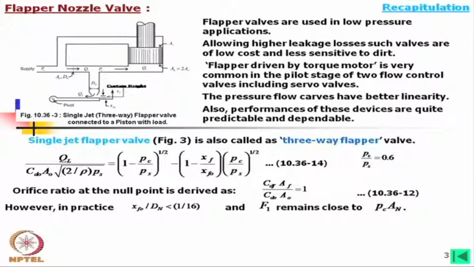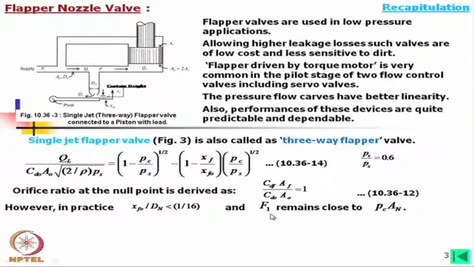Now, again in practice, that fixed gap divided by the diameter of this orifice is usually 1 by 16. That means you can imagine this diameter, if this is say 1.6 millimeter, in that case this will be how much? This will be 0.1 millimeter. This gap will be 0.1 millimeter, and usually this flapper nozzle valve you will find is of that range. We will see this later.